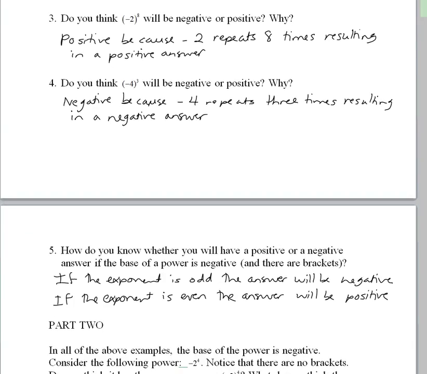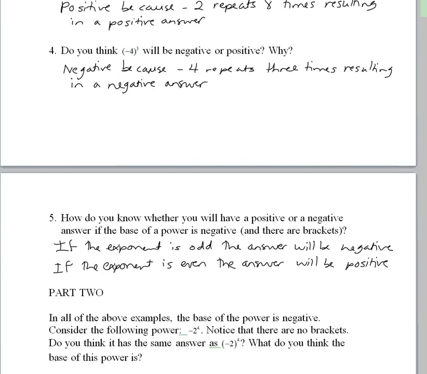When there are brackets and that negative gets repeated over and over again, if the negative gets repeated an odd number of times, meaning that the exponent is odd, your answer will always be negative. If that negative gets repeated an even number of times, meaning that your exponent is even, then your answer will be positive. So let's look at part 2.